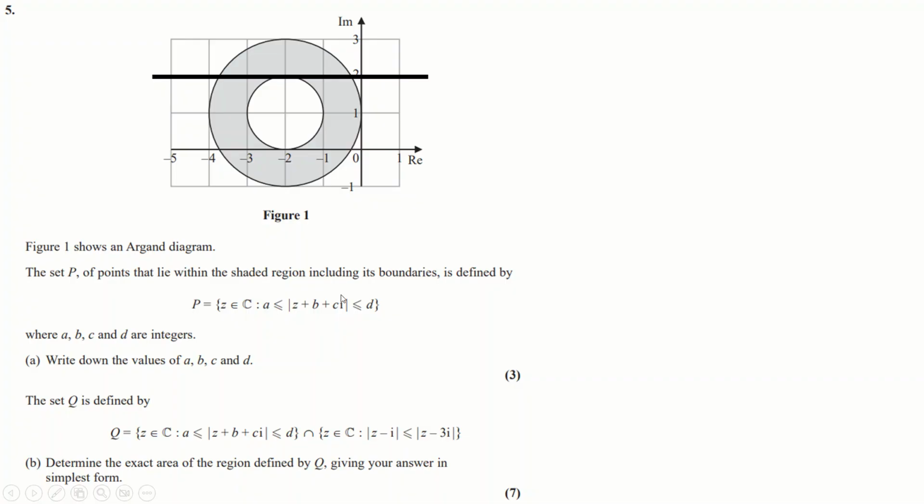Good. Question number 5. This line shouldn't have appeared yet. We'll ignore it for now. I don't know why I didn't put that in properly, but we've got a set of points. So the shaded region, ignore the line. The shaded region is this set here.